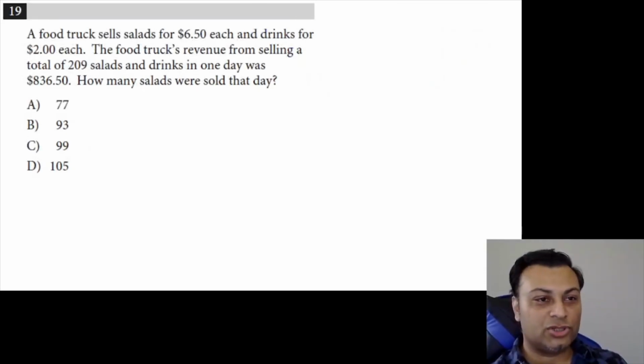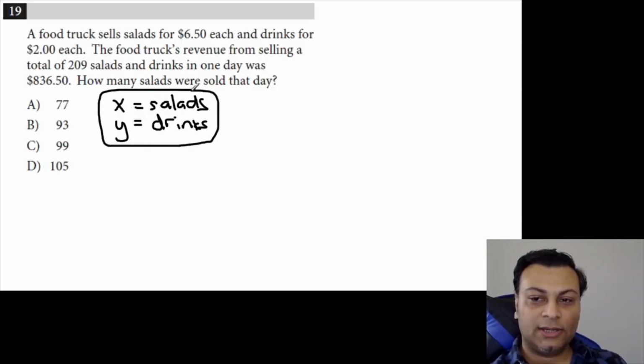Moving on to question 19. A food truck sells salads for $6.50 each and drinks for $2 each. The food truck's revenue from selling a total of 209 salads and drinks in one day was this much. How many salads were sold that day? Now you can use S for salad and D for drinks. That's fine. Let's use X and Y. Let's use X for the salads and Y for the drinks.